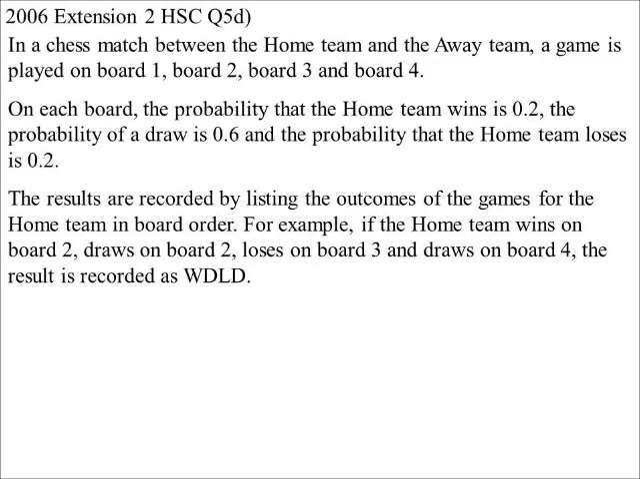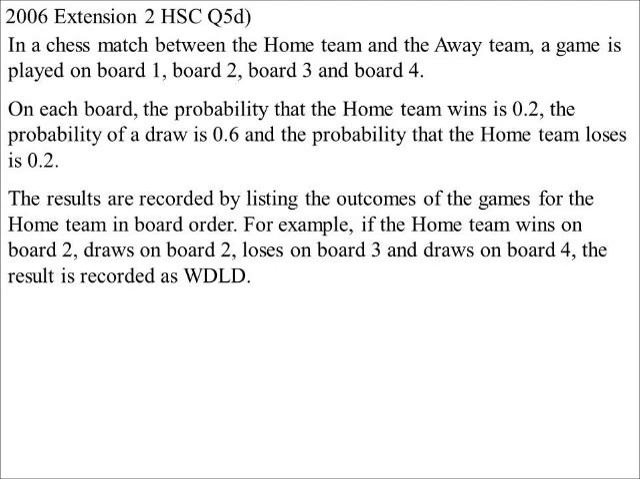2006. Oh yes, this was good. Sometimes you've got to read the instructions real carefully. We've got a chess match between the very cleverly named home team and away team. So a game's going to be played on 4 boards. So board 1, board 2, board 3 and board 4. So on each board, the probability that the home team wins is 0.2, probability of a draw is 0.6, and the probability the home team loses is also 0.2. In other words, the home team and the away team are equally likely of winning and losing there.